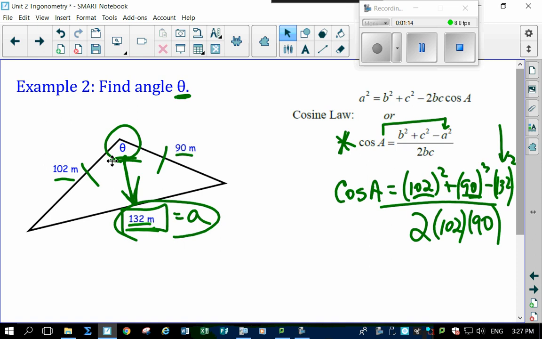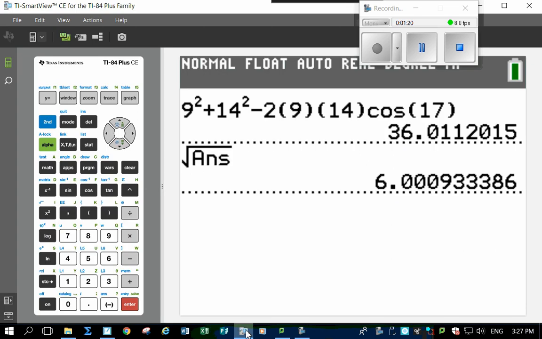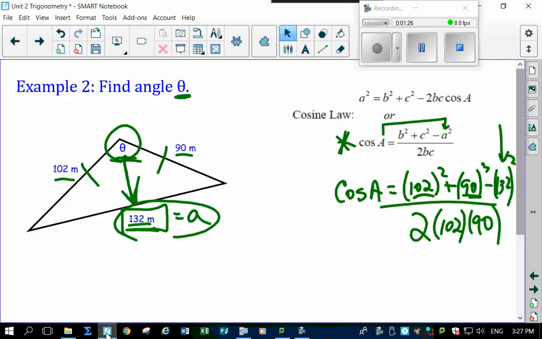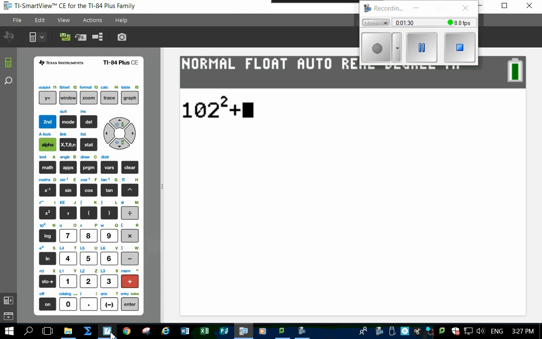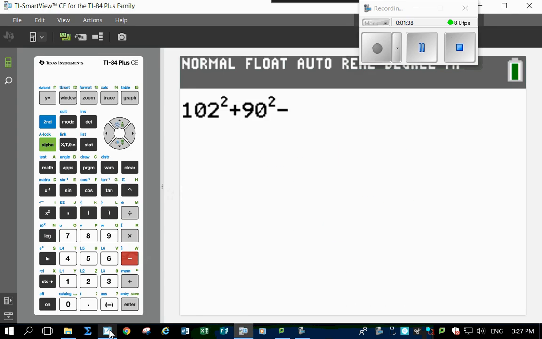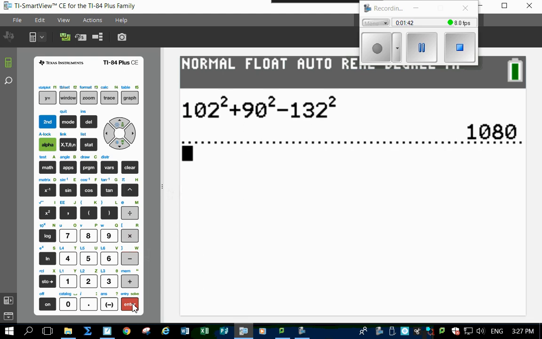So 102 squared plus 90 squared minus 132 squared. Let's put that in first. Okay, so here we go. Clear. 102 squared plus 90 squared minus 132 squared gives you that.